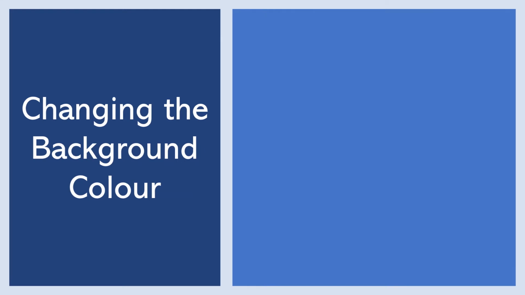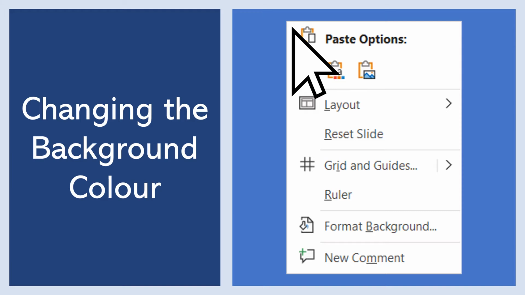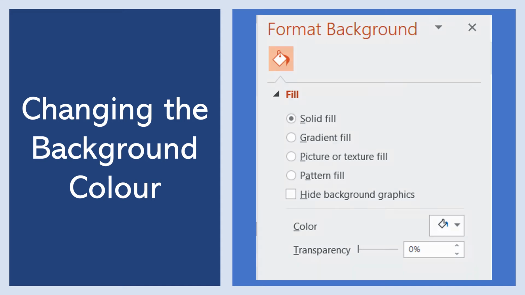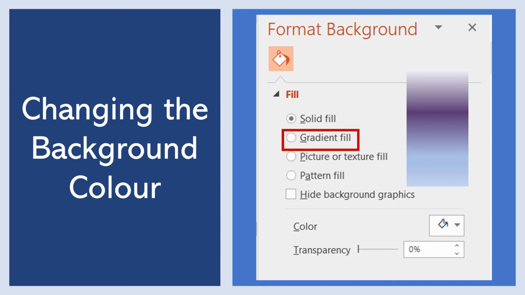Let's start with changing the background color. The first thing you're going to do is simply right-click the background of the slide. When that happens, this drop-down menu will appear, and you're going to go to Format Background. Once you're in the Format Background page, you're going to have several options, one of which is Gradient Fill.